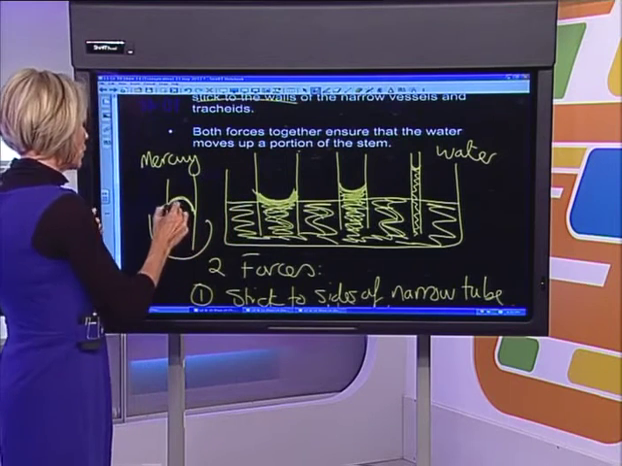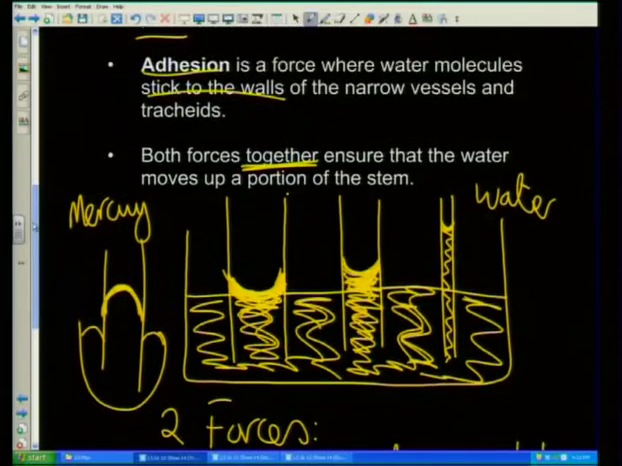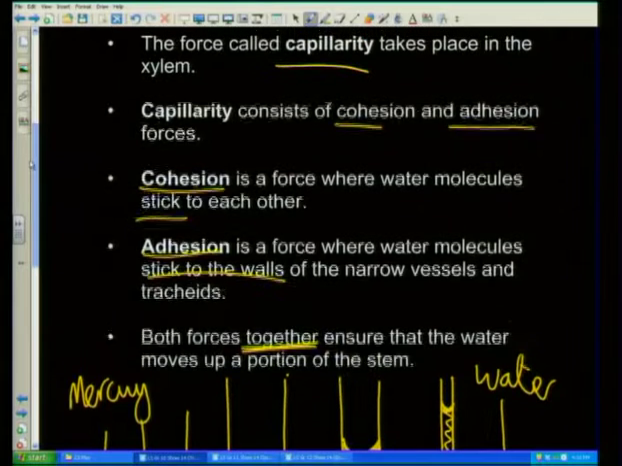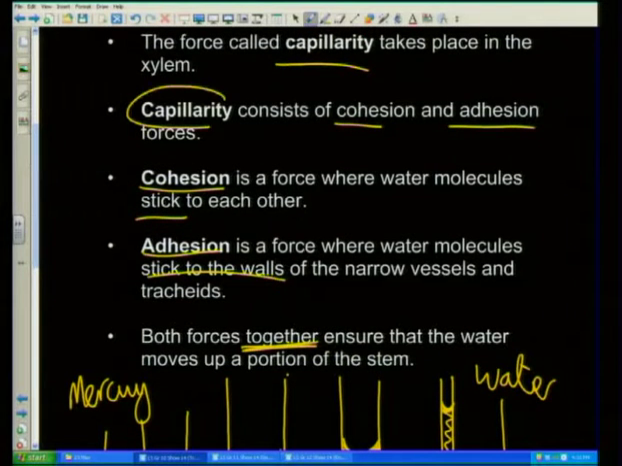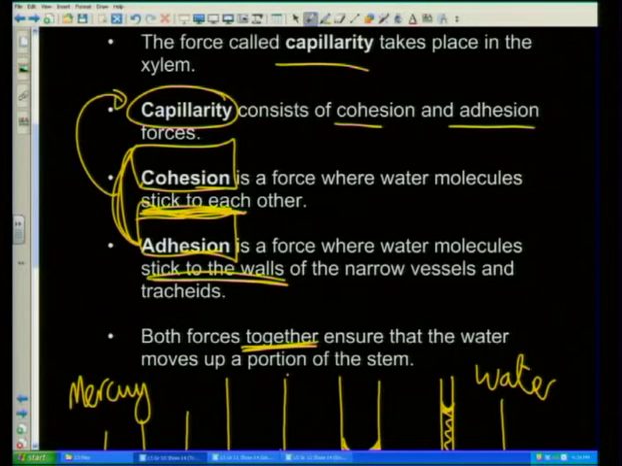With mercury, your cohesion is greater than the adhesion force, and that's why mercury will not climb up the sides, but push from the center up. All right, very important. So both forces together ensure the water moves up a portion of the stem. This process is capillarity, which is made up of cohesion and adhesion. Cohesion, water molecules stick to each other. Adhesion, they stick to the walls. You take these two, it makes capillarity.